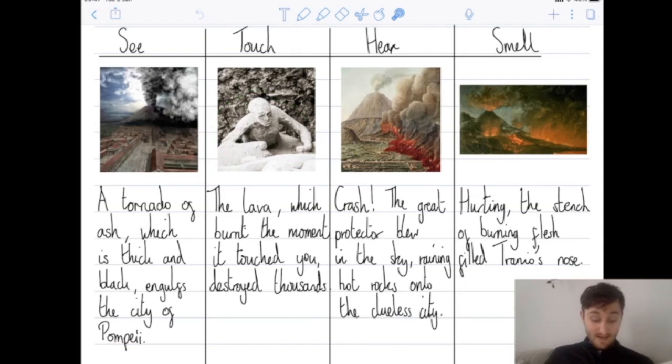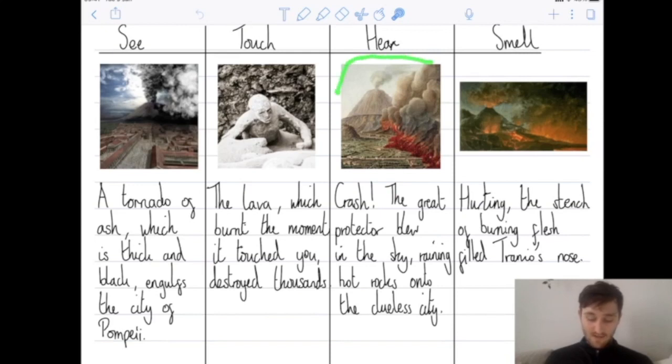So my example is: the lava, comma, which burnt the moment it touched you, destroyed thousands. So that's my embedded clause. I'm thinking of what it would have felt like as soon as that lava touched you, when it was spitting out of the crater of Mount Vesuvius. As soon as it touched you, it would have burnt. It would have been excruciatingly painful. So that is my touch. Think about what else it might have been. Would it have been hot? Would the ash, when it was around you, have been hot? Think about all these things and how could I write my sentence?